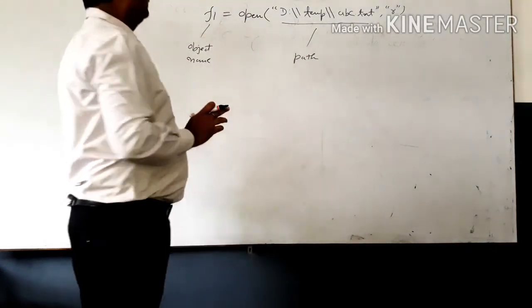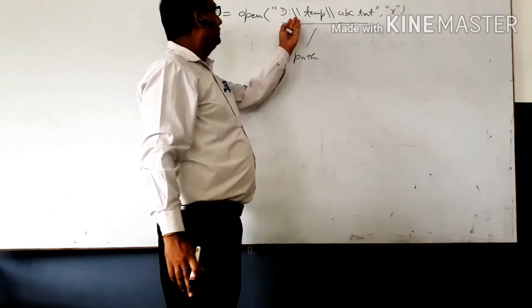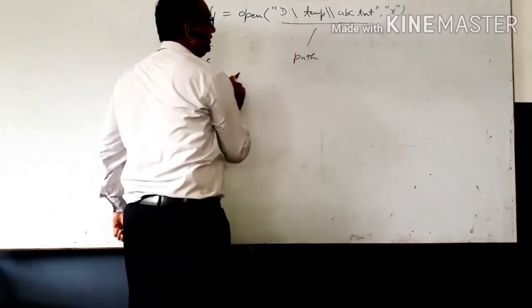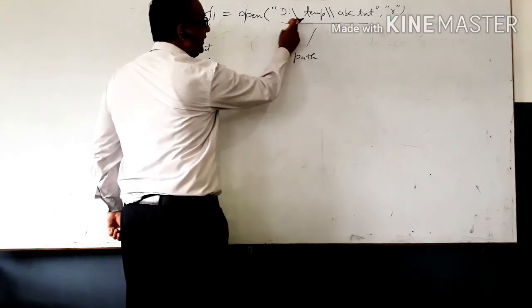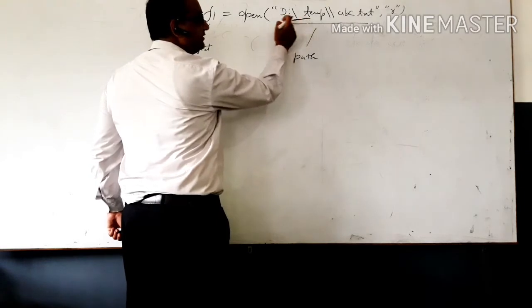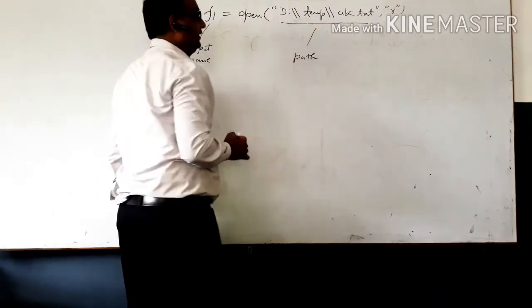So now here I am using a double slash sign. What it means is that if I use a single slash sign, it will show an error. Why? Because \t means this is a tab, that is the delimiter. So that's why we are using the double slash sign.